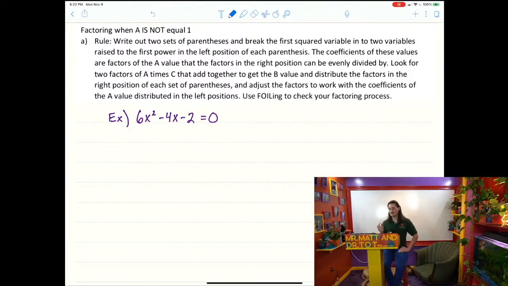It sounds like a lot and it's a little tricky, it's a little guess and check, but it's really not that bad and it becomes a lot easier once you see a few examples.